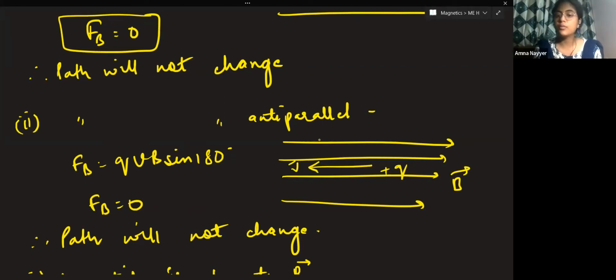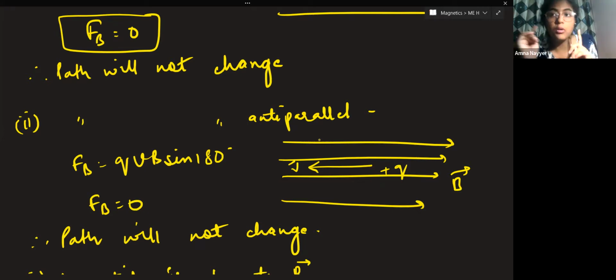So this is velocity. Now velocity and magnetic field, both of these are forming an angle of 180 degrees. So here also the force came out to be 0. So out of the 4 cases, the first two are clear: parallel, force 0; anti-parallel, force again 0.